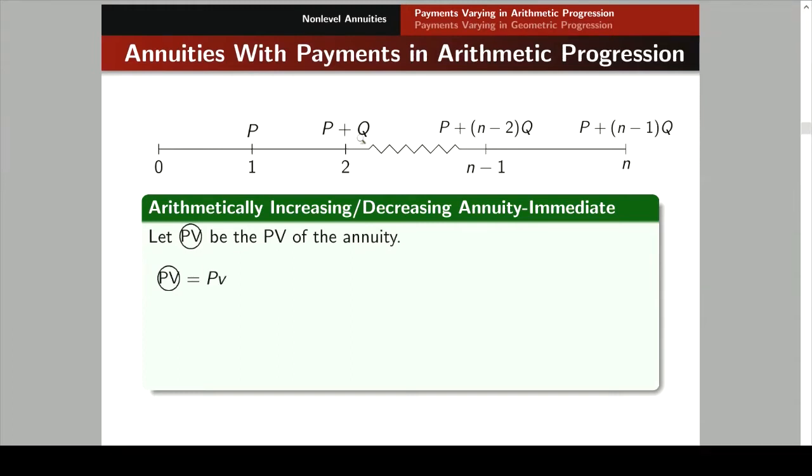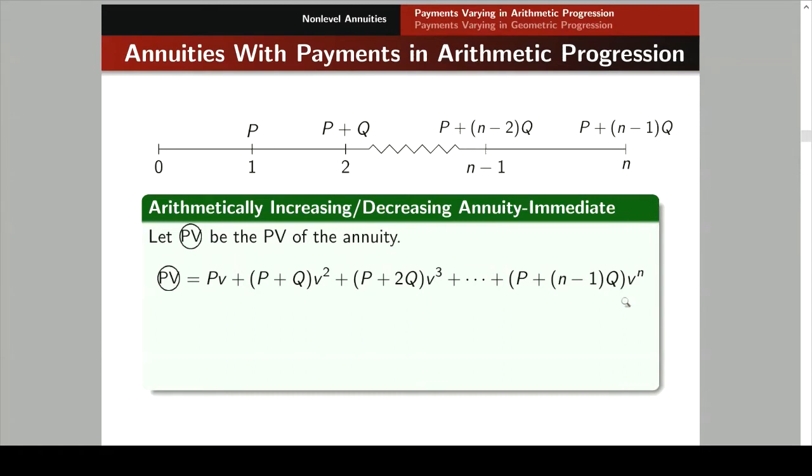What about the second payment? We have P plus Q. How are you going to carry it to time 0? You multiply P plus Q by v squared. And so on. What is going to be our last term here? The present value of the last payment: you multiply this amount by v to the n. So again, to get the present value of this annuity, we do it one by one.